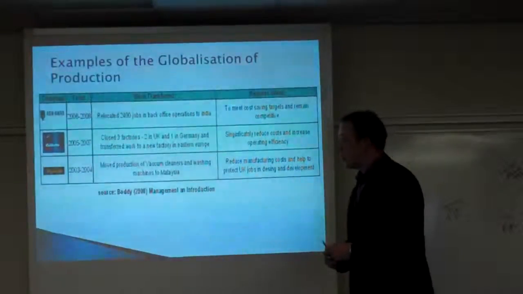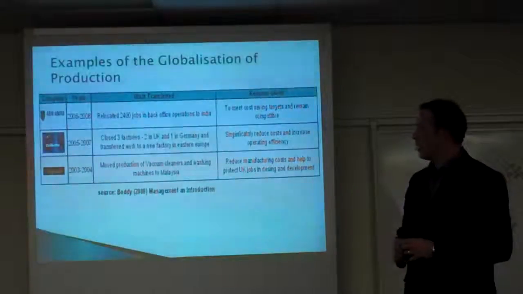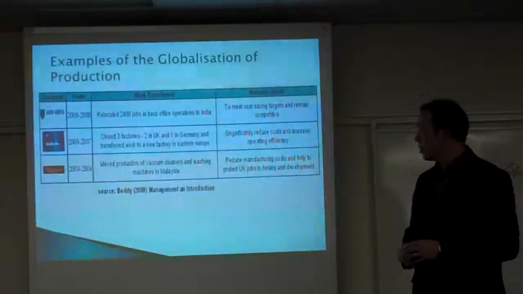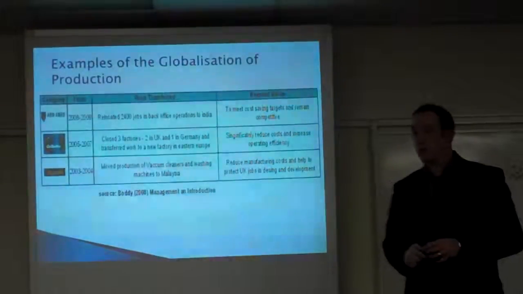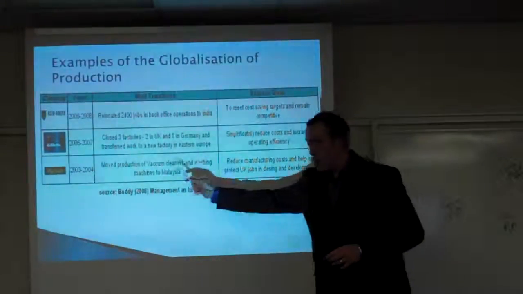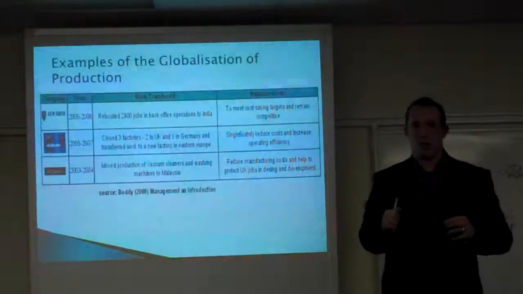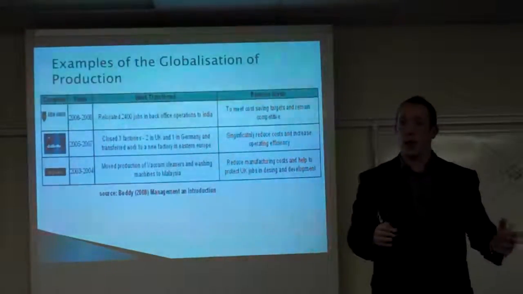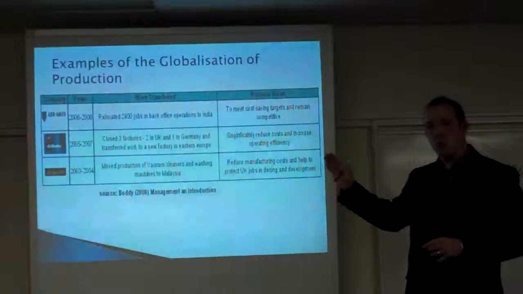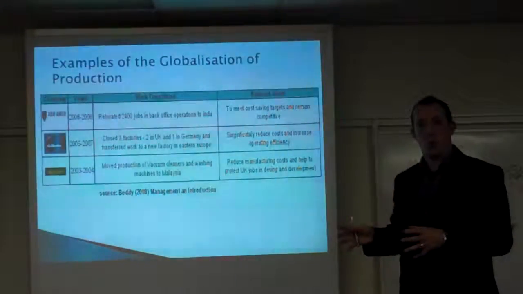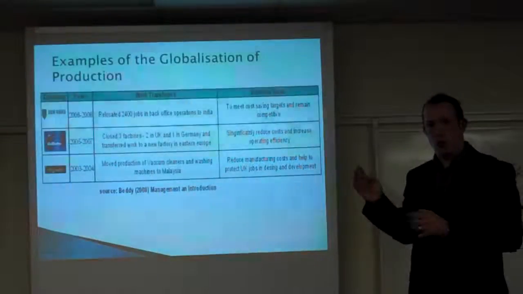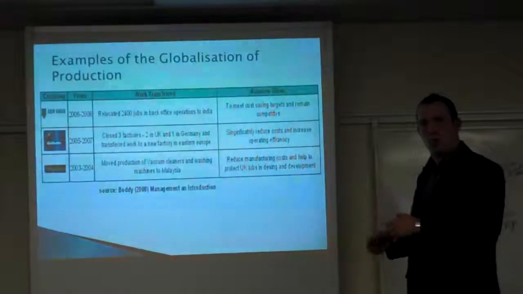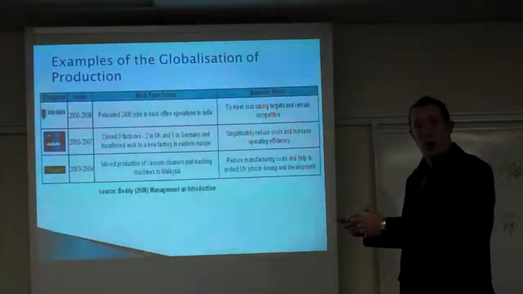Dyson, 2003-4. They moved production of vacuum cleaners and washing machines to Malaysia. This reduced manufacturing costs and helped to protect UK jobs in design and development. This particular company, Dyson, is a good example of the value chain we talked about in the beginning. Dyson couldn't have just moved their production out to Malaysia on their own. So a division of my company, Annixter Fasteners, used to supply all their fasteners and consumables that went into the manufacture of these parts in the UK.